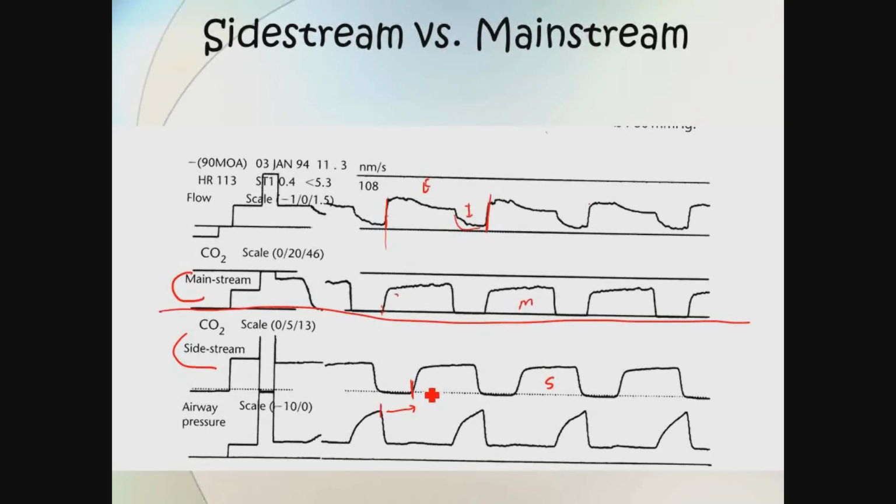So as far as looking at a capnograph, you should be able to tie what's going on in ventilator phase to what's going on in end-tidal CO2 phase. Mainstream is pretty close, almost exact. Side stream's always got a little bit of a delay. Does everybody see that?